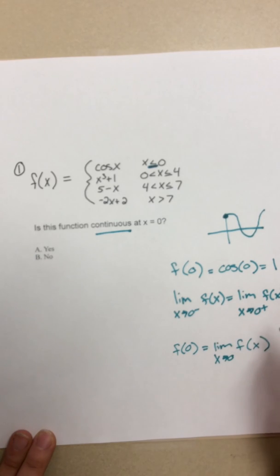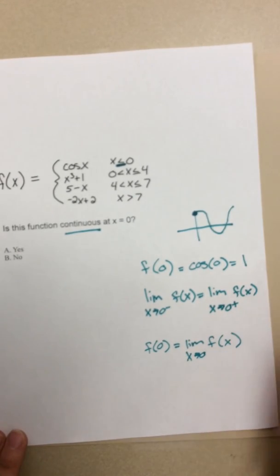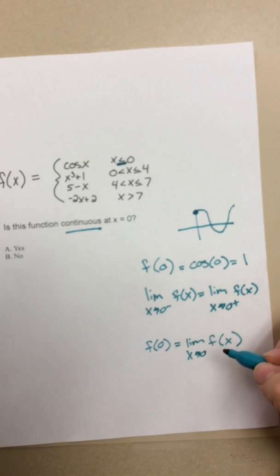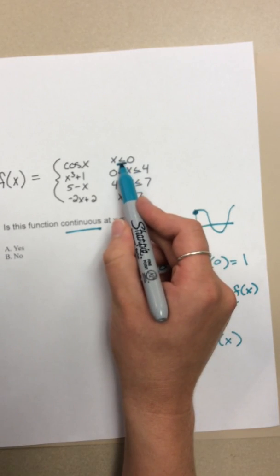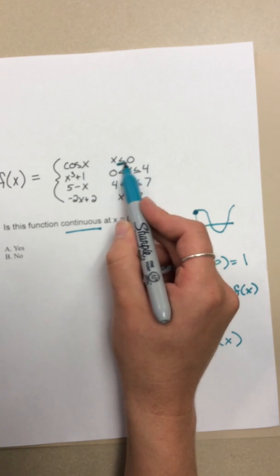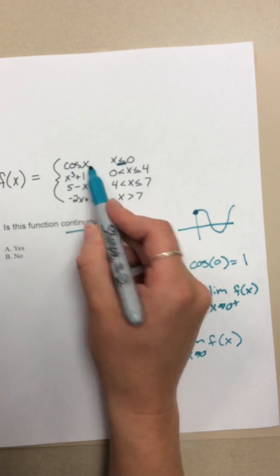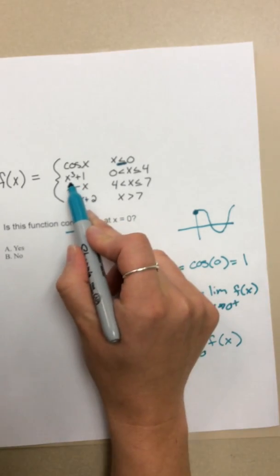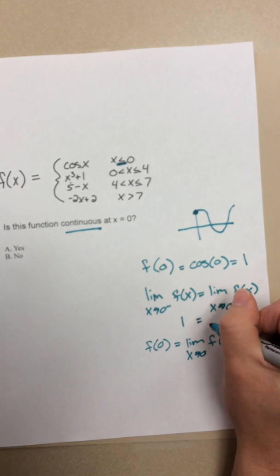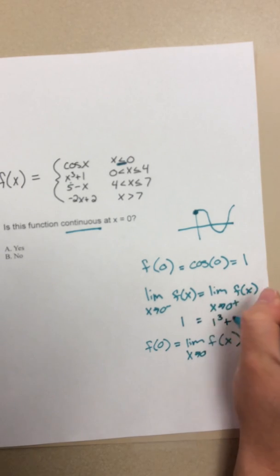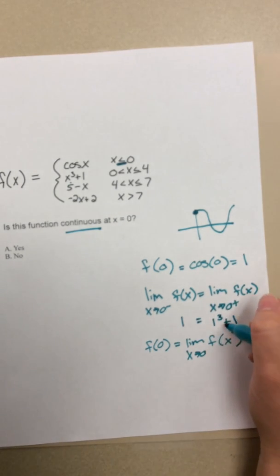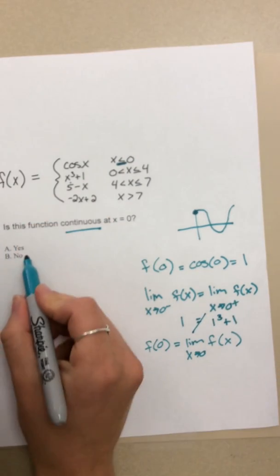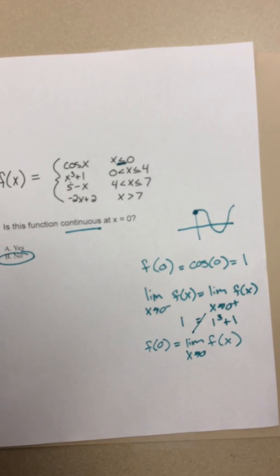Now I'm going on to, is the limit as x approaches 0 from the left equal to the limit as x approaches 0 from the right? From the left, I can see x is less than 0, so less than or equal to 0. So from the left, it's just cosine of 0, which we already said was 1. From the right, I need to go down to this part. So I can say x cubed plus 1, so 1 cubed plus 1. Oh no, 1 cubed is 1, plus 1 is 2. So sad. So I'm going to say no, and I don't even need to bother checking the third one. Okay, so that's the first type.